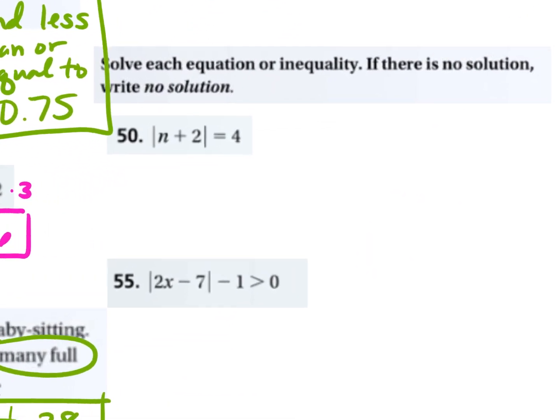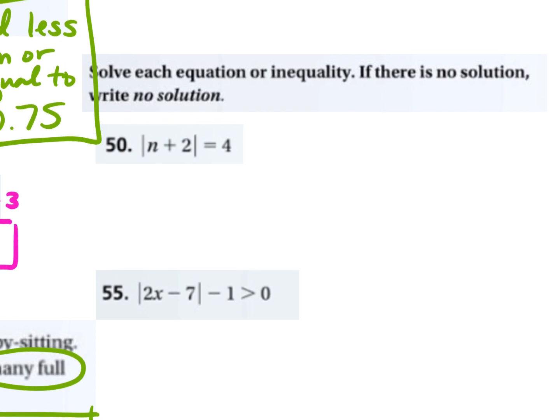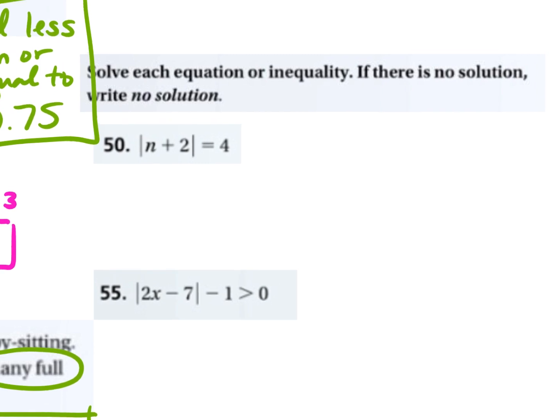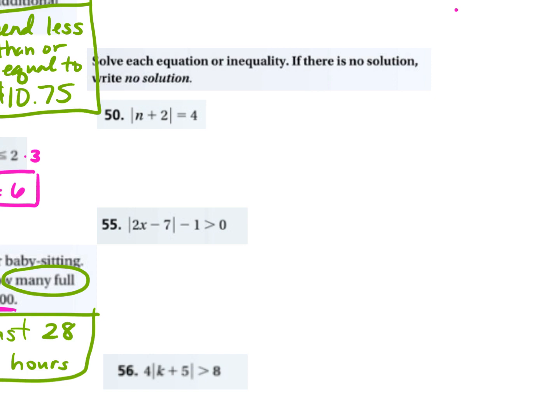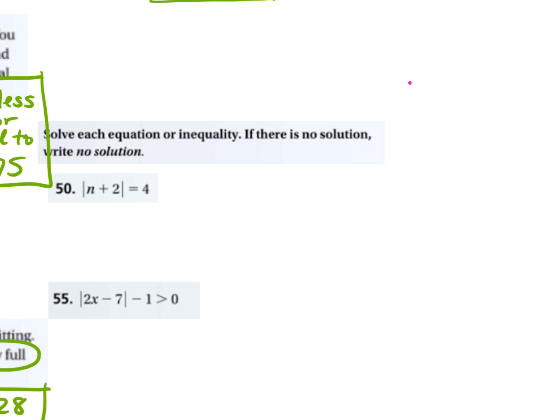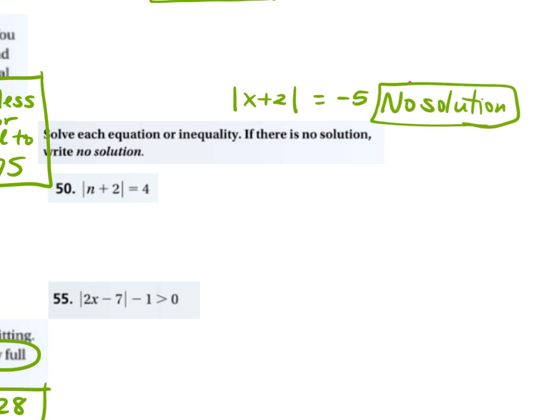All right, number 50. So this says solve each equation or inequality. If there is no solution, write no solution. So I just want you to see, none of these have no solution, but I do want you to just remember what does have no solution. If it's the absolute value of something equal to a negative number, okay, that's when it's no solution. These ones, none of those are like that. So these don't work out to that, but just so that you see this part of it. You won't actually put no solution on any of these ones.